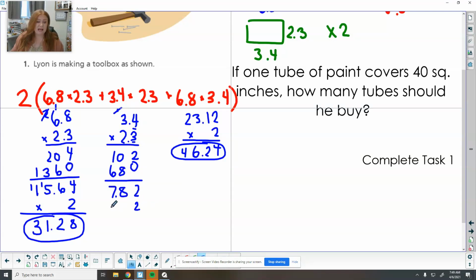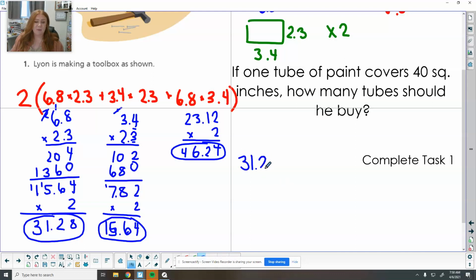Now we need to find the other side. So let's go ahead and find that other one here. So timesing by 2 is 4. 16, 14 plus 1 is 15, 2 decimal places, 15.64. So we found all 6 sides. Now we just need to put them together. So we want to add all of these up.